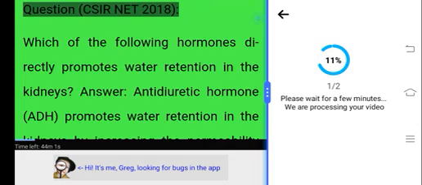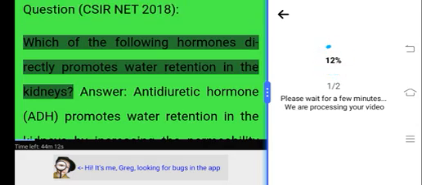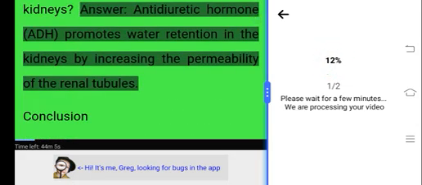Question. CSIR NET 2018. Which of the following hormones directly promotes water retention in the kidneys? Answer. Antidiuretic hormone, ADH, promotes water retention in the kidneys by increasing the permeability of the renal tubules.